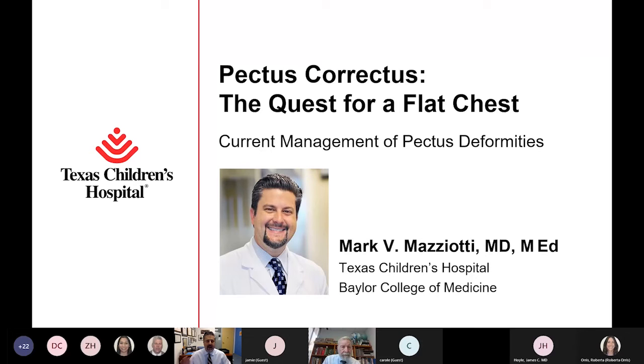I'm one of the pediatric surgeons at Texas Children's. My specialty is pectus and chest wall deformities. I'm head of the pectus program here, and we've had a great experience changing the lives of many, mostly adolescents, but some adults. I just wanted to share some information with you today. And again, thanks for joining.